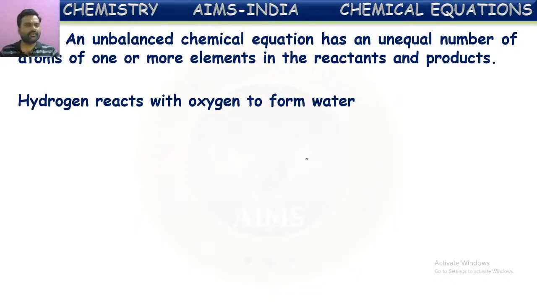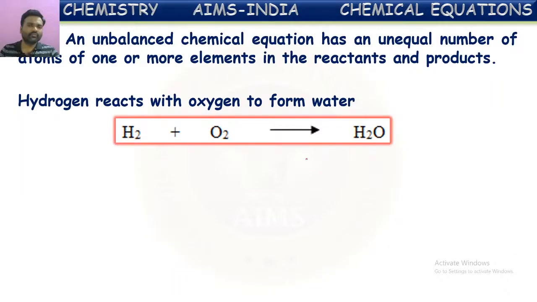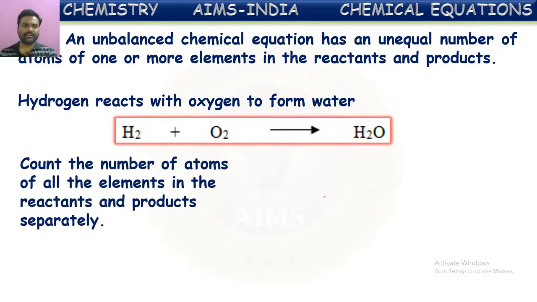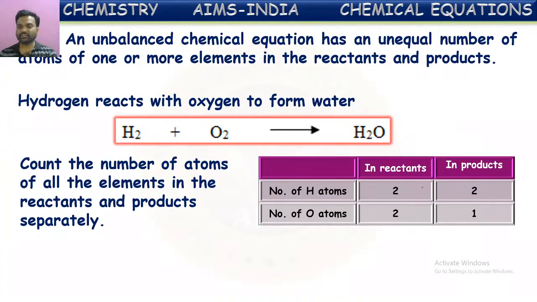Let us consider one example: hydrogen reacts with oxygen to form water. We know the equation for this will be like this: hydrogen reacting with oxygen to form water molecules. Count the number of atoms of all the elements on the reactant side and product side separately. If you take a tabular column, the number of hydrogen atoms on the reactant side, in the H2 molecular form, is 2.